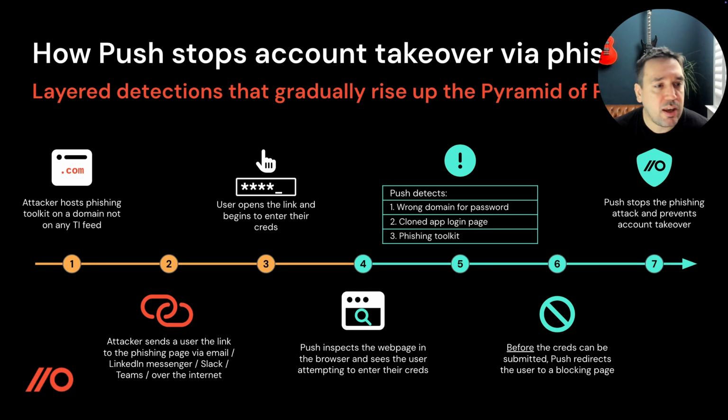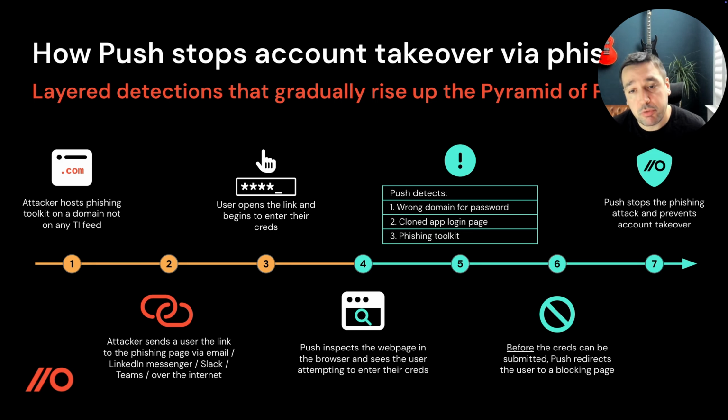So let's say in this case we've got an attacker hosting a phishing toolkit on a domain that's not on any TI feed, and then they deliver a link to a user but not via email, so it bypasses secure web gateways. Maybe it comes through some sort of social messaging platform. User opens a link, begins to enter their creds. What we would do is effectively, we've got a few different things on this pyramid.